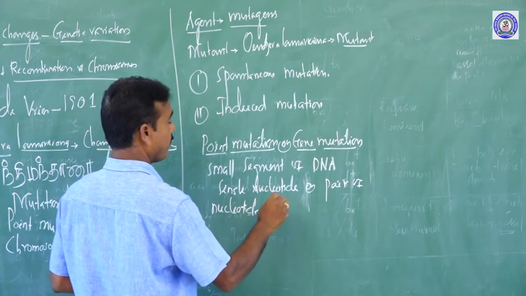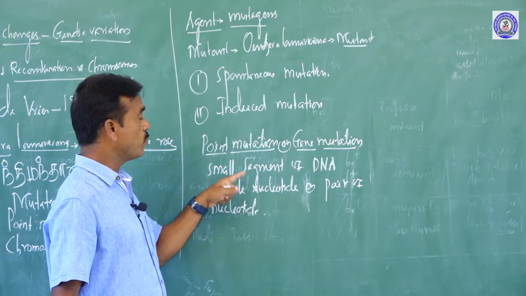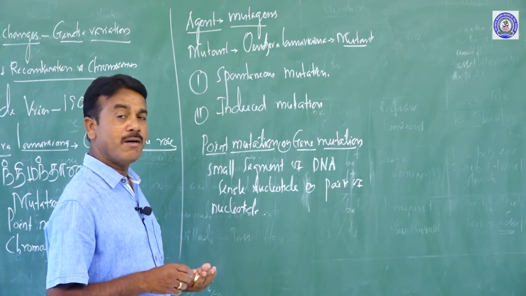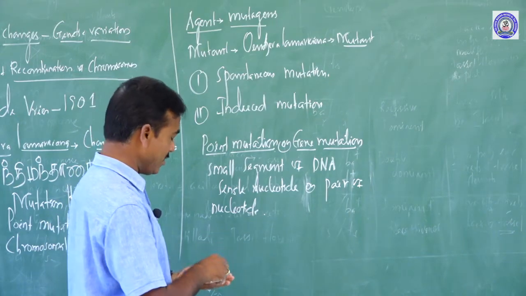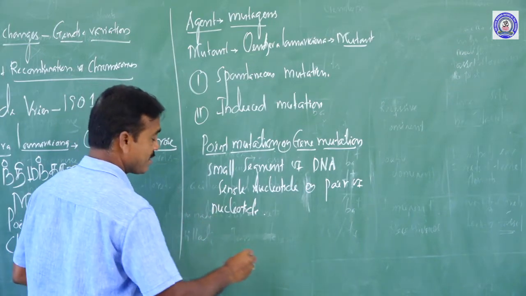So what is the definition? Sudden changes occur in a small segment of DNA, either in a single nucleotide or in a nucleotide pair. Can I draw the diagram? I already drew it during genetics anyway.